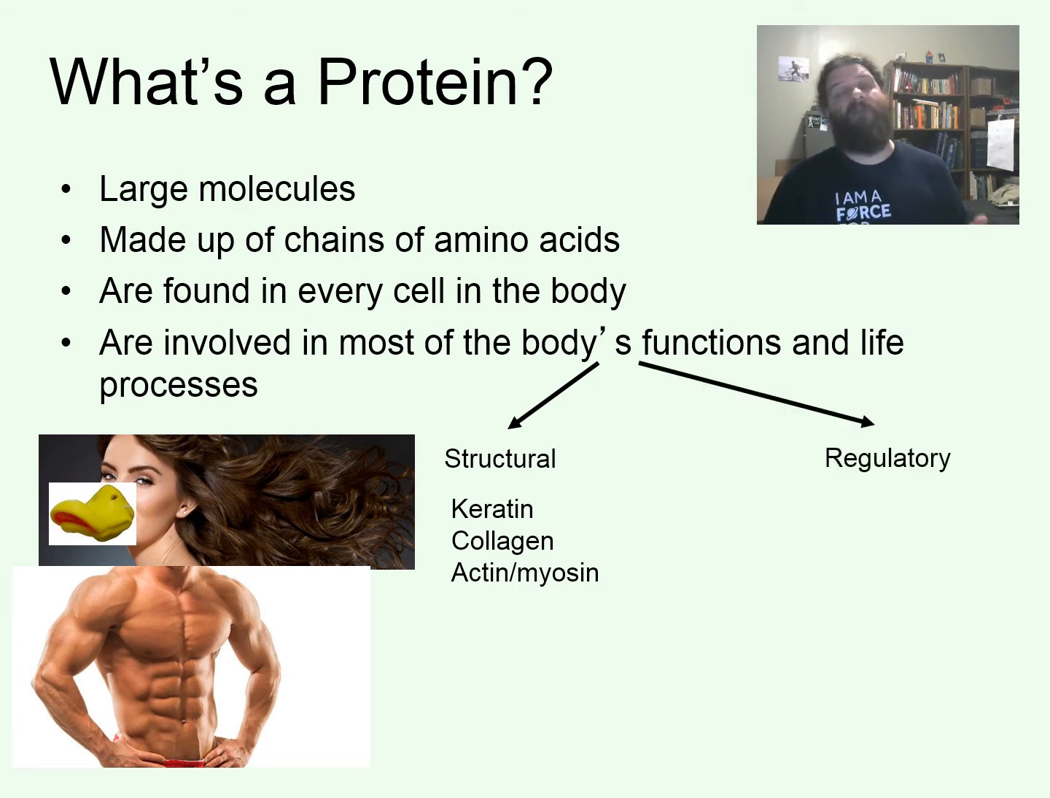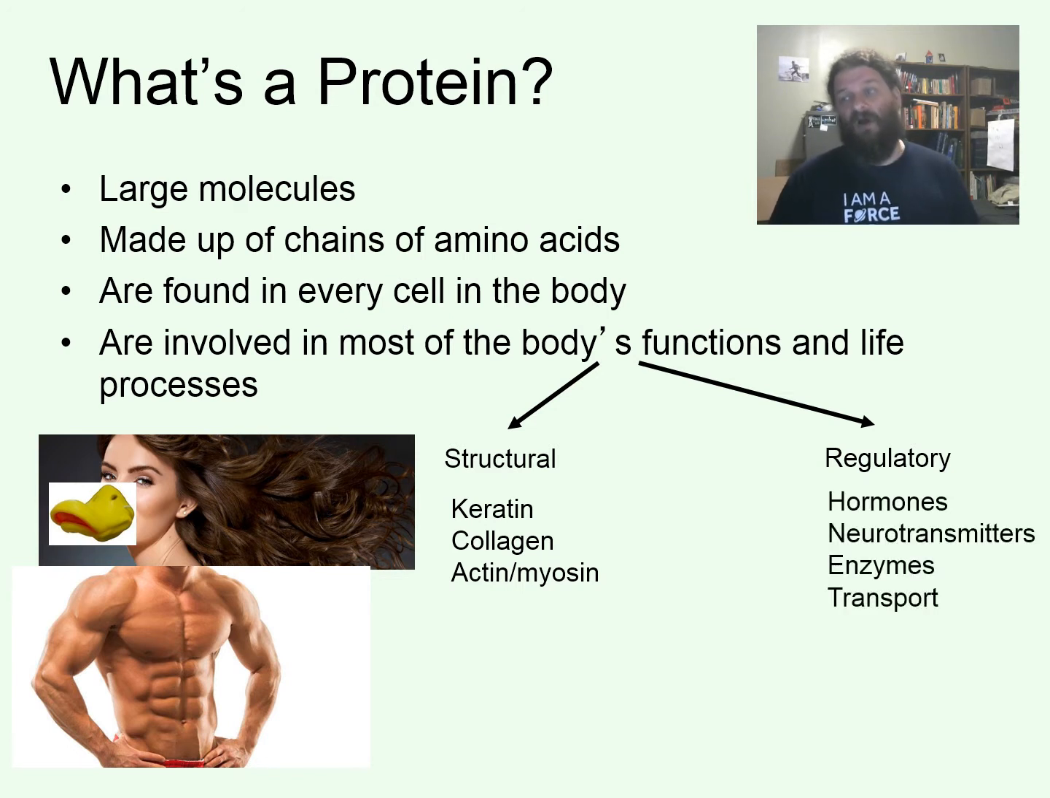And then we also have regulatory proteins. These are proteins that help maintain homeostasis, like hormones for communicating from one part of the body to another, as well as neurotransmitters, enzymes that are going to be catalyzing all of the chemical reactions that take place within cells and outside of cells. And oh my, that's a lot of chemical reactions. And transport proteins, things like hemoglobin.